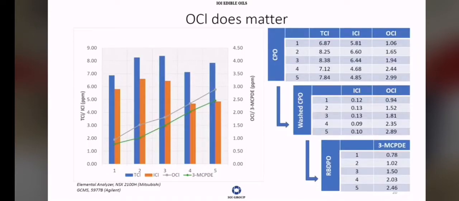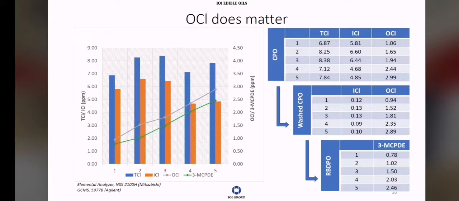Now, this is to stress further that the organic chlorides do play a part. If you remove the inorganic chlorides, it is not the end of the problem. If you look at the first table on the top right-hand side, you will see the quality of CPO, the total chloride, inorganic chloride, and the organic chloride content. The next table is the quality after we wash the CPO. It shows the inorganic chloride has dropped significantly. From 5.81, it has dropped to 0.12. And from the last one, row 5, from 4.85, it's dropped to 0.1. You'll see the organic chloride has dropped a little bit.